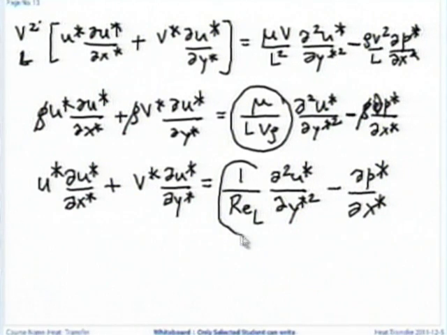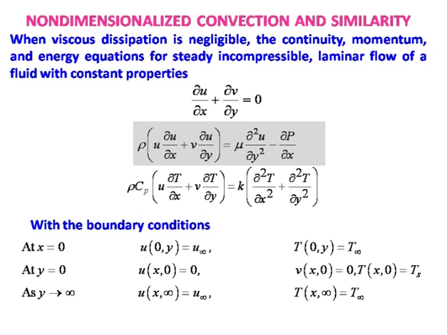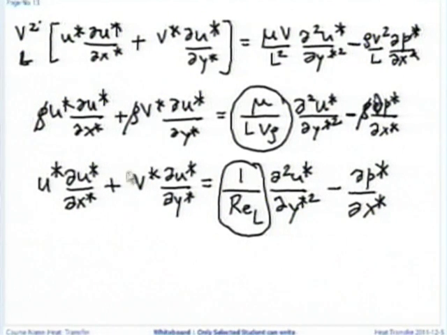Okay. So, what was my original equation? My original equation, bring this rho down, you get u d u by d x plus v d u by d y is equal to nu d squared u by d y squared minus 1 by rho d p by d x, and that is what I have here in the non-dimensional form. The left hand side is the same except for the stars. I have 1 by Reynolds number, which is very important, and d p by d x is just left as it is.